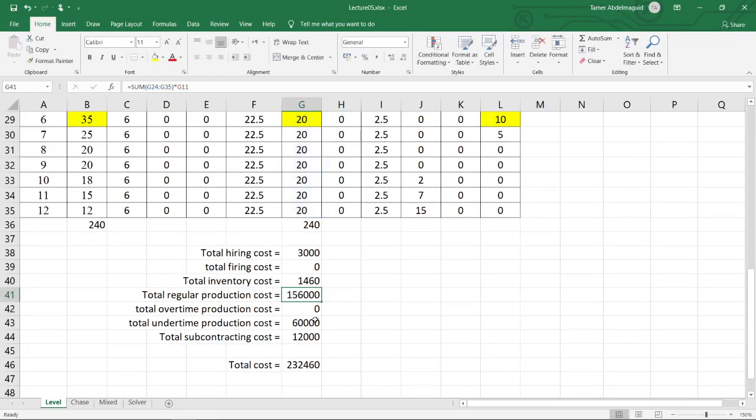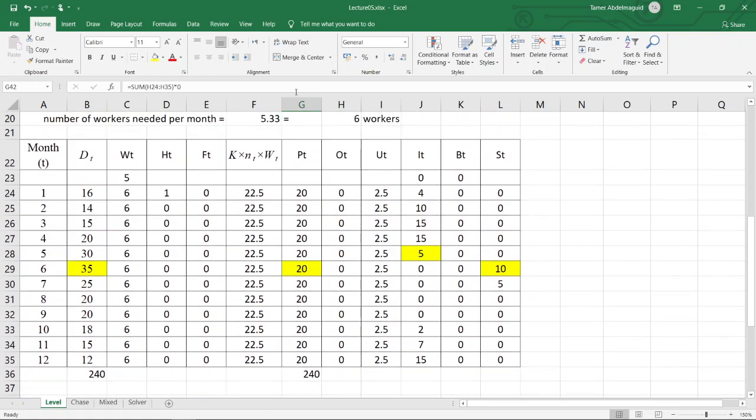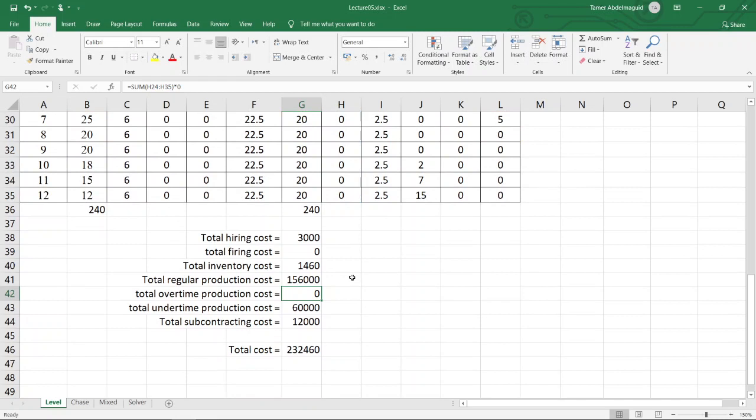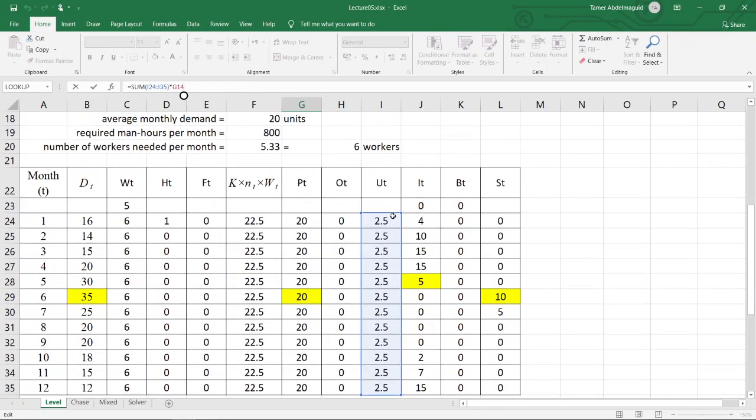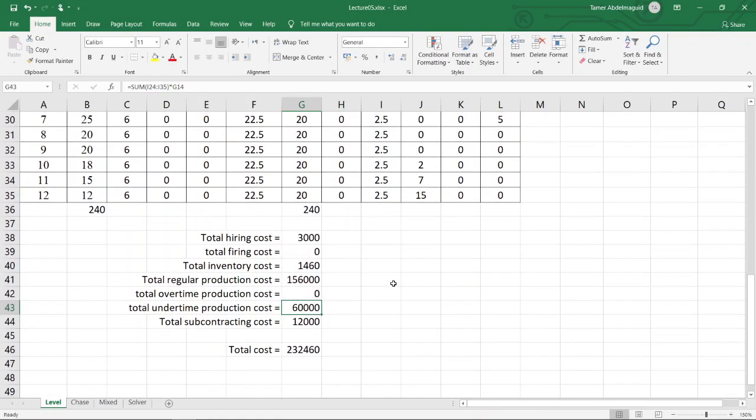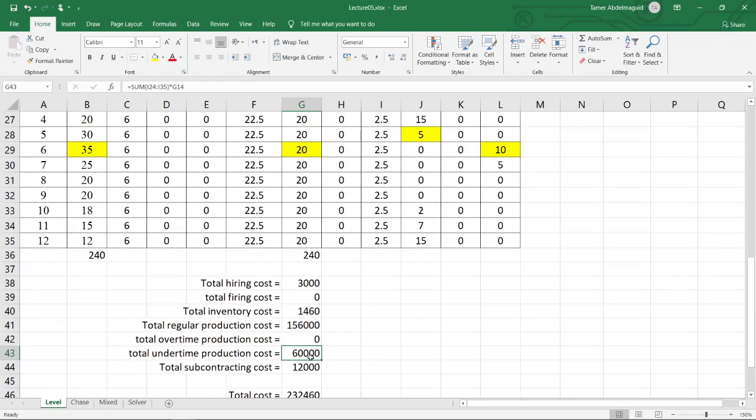And then we calculate the total overtime cost. Of course, we know that we do not have overtime here in this solution. So again, we sum up the values in this column multiplied by the cost of overtime, which is not allowed in this case. So I put the cost of overtime equal to 0 because it's not allowed. Total undertime production cost, now again, it's the undertime cost per unit times the summation of the values in this column. Okay, this represents the unused capacity, the cost of unused capacity.